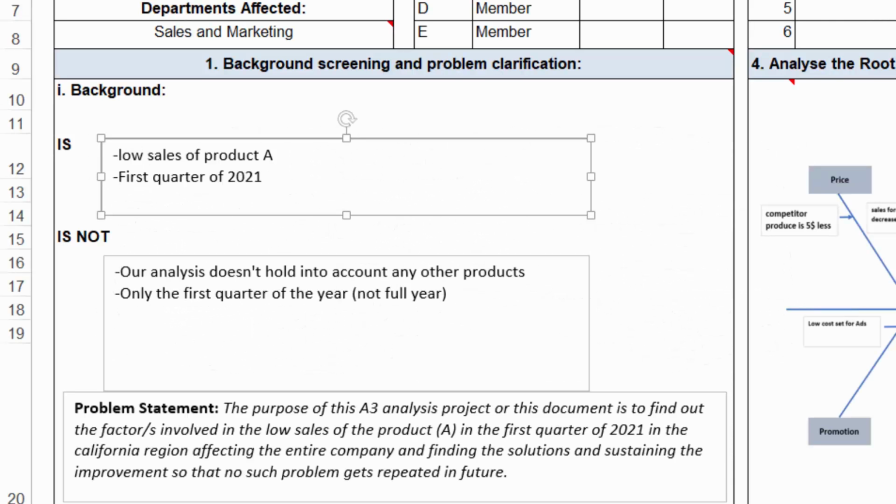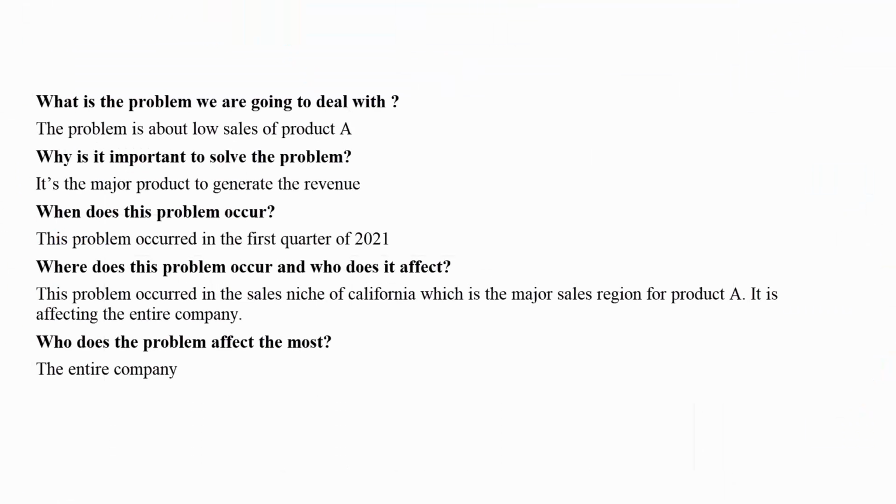So let's elaborate the problem and make the problem statement. What is the problem we are going to deal with? Suppose the problem is about low sales of the product A. Why is it important to solve the problem? Because suppose it's the major product to generate the revenue.